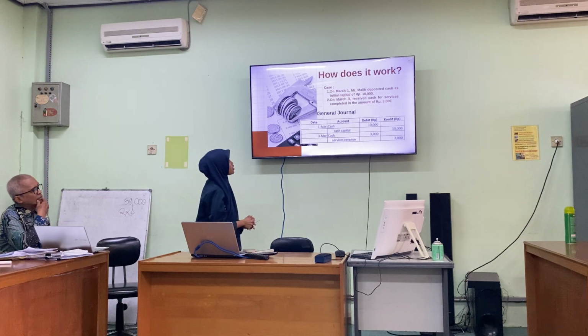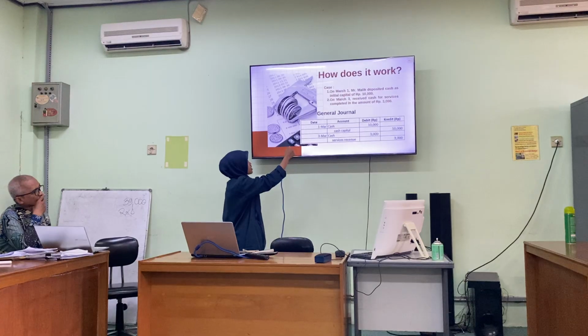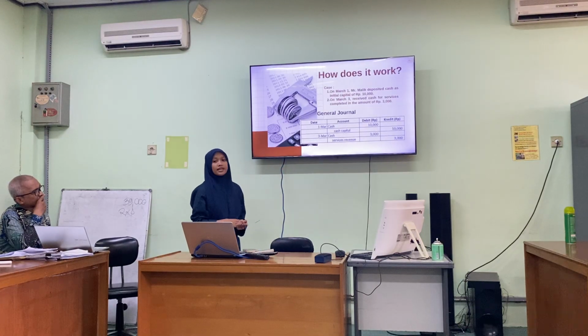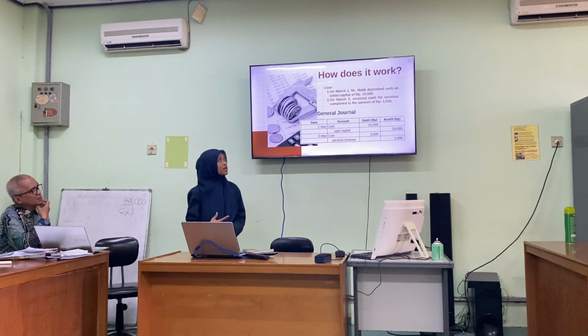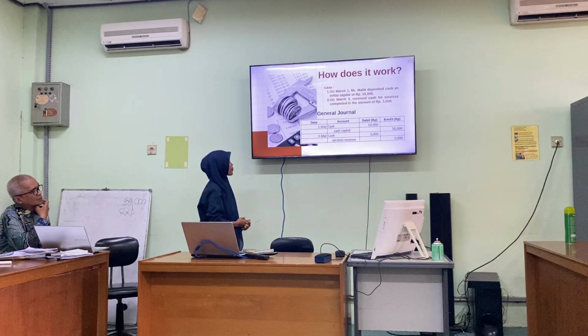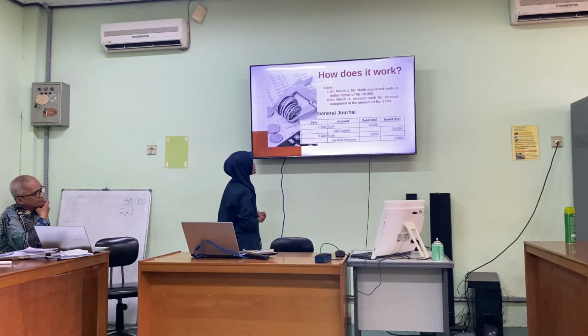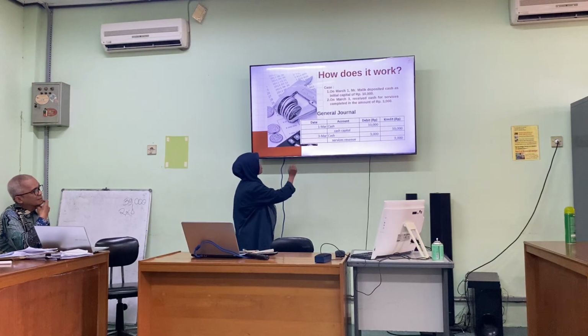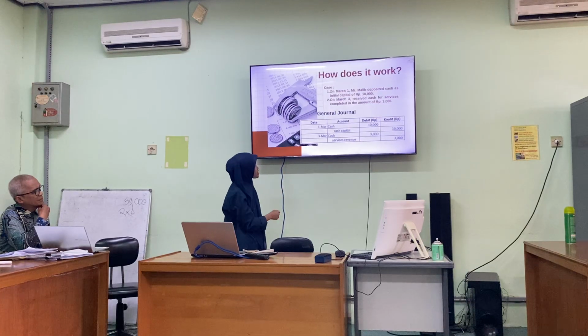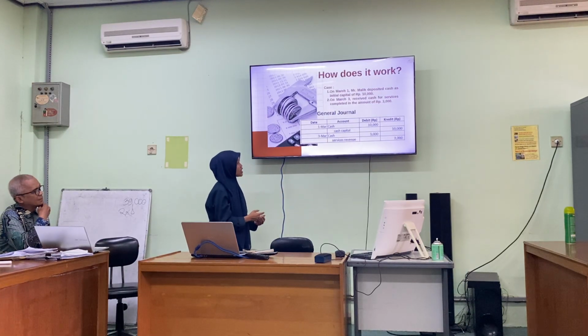The second case is on March 3. Receive cash for a service completed in the amount of 3,000 rupiah. For the general journal, on March 3, the account is cash, the amount debit is 3,000 rupiah. Service revenue, the amount credit is 3,000 rupiah.